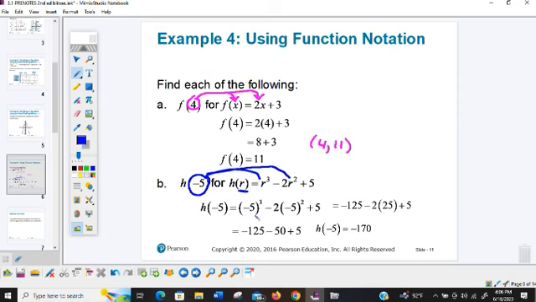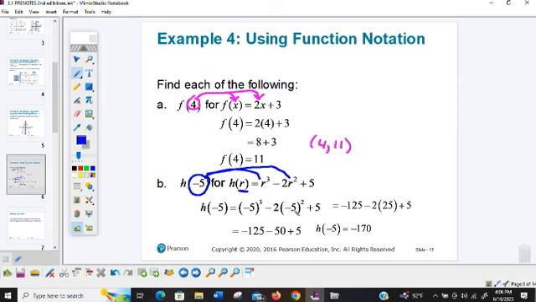So here's what it would look like. Negative 5, remember to put it in parentheses, cubed, minus 2 times negative 5 squared plus 5. Well, negative 5 times negative 5 times negative 5 is negative 125. Remember, we start with parentheses, which we didn't have. Exponents come next. I'm doing the exponents now. Negative 5 cubed is negative 125.